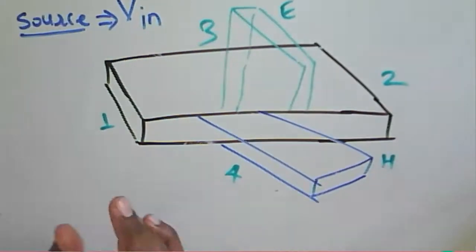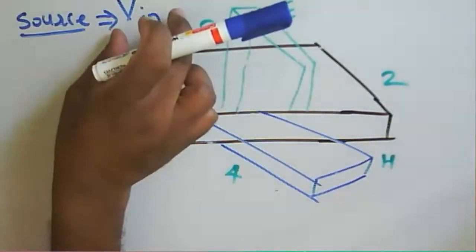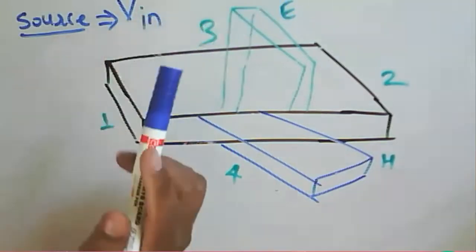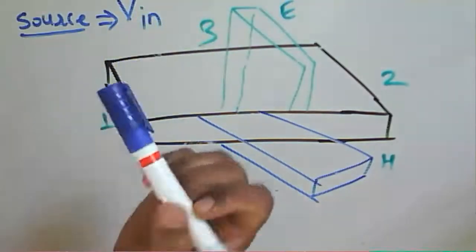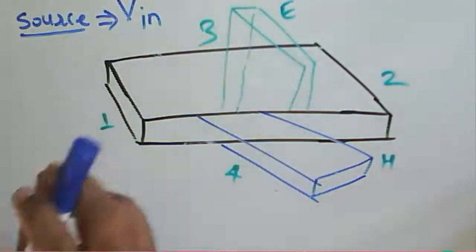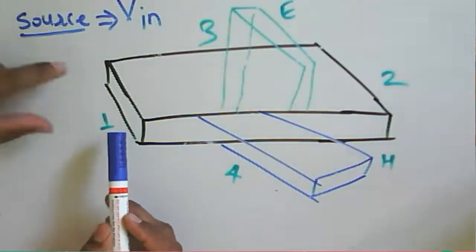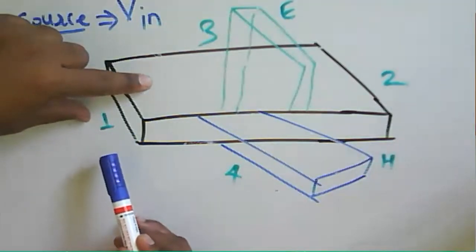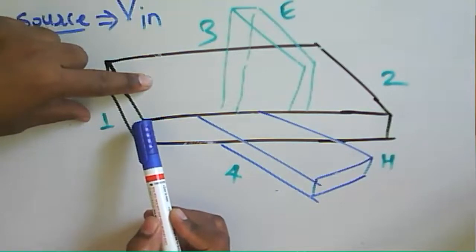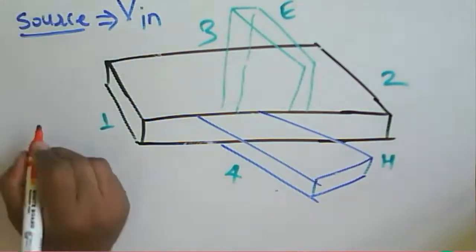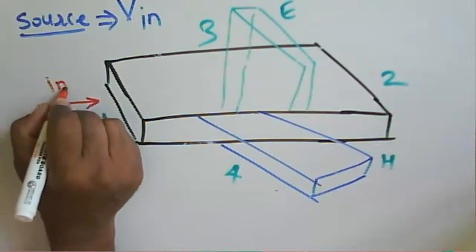Then for whatever V in we use from the source, we use the attenuator here to adjust the input to the given device. Then we give input to any of the ports. Suppose I say the input is given to port 1. I am going to give the input here now.